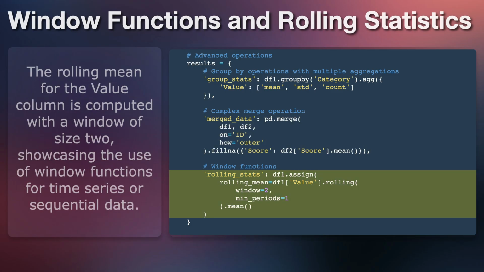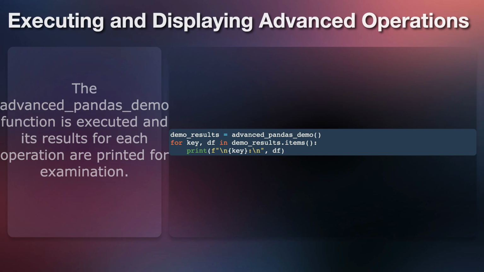The rolling mean for the value column is computed with a window of size 2, showcasing the use of window functions for time series or sequential data. The advanced Pandas demo function is executed and its results for each operation are printed for examination.